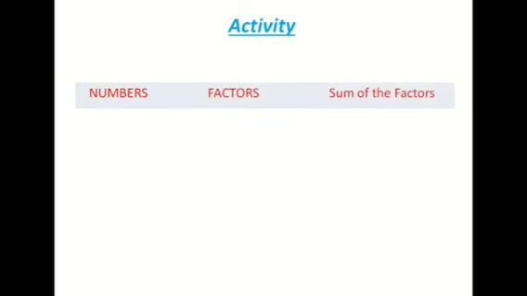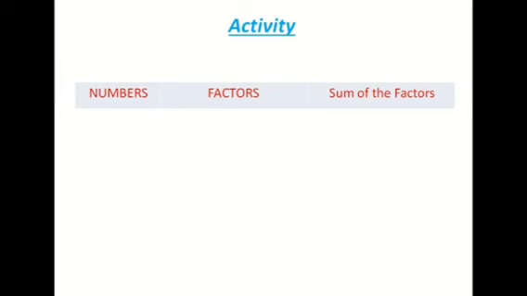Let's do an activity now. So you will use your notebook. I will instruct you, you will follow. So first thing you will do, you will draw 3 columns keeping the heading as numbers, factors and sum of the factors. I will provide you some numbers. You will factorize and write down the factors here, and on the last column you will find out the sum of those factors. Okay, let's start.